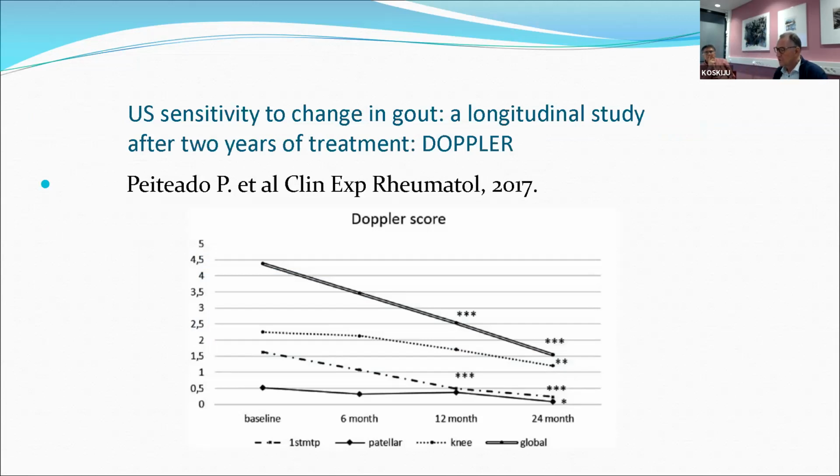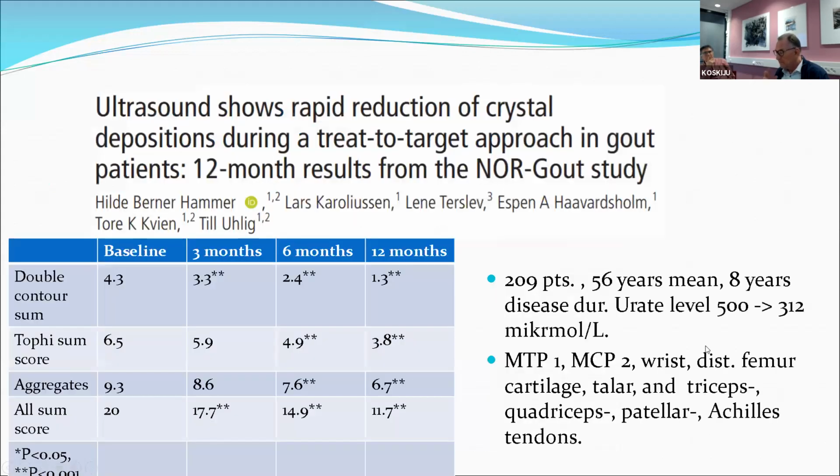Peter Ado's work showed also the Doppler, the amount of inflammation goes down, yes, in two years. In first MTP, patellar, knee, and global. But much bigger work was done by Hilde Perner-Hammer and colleagues. They had more than 200 patients, 56 years mean, and they had gout for 8 years. They had very intensive treatment. They put the urate level from 500 to 300.